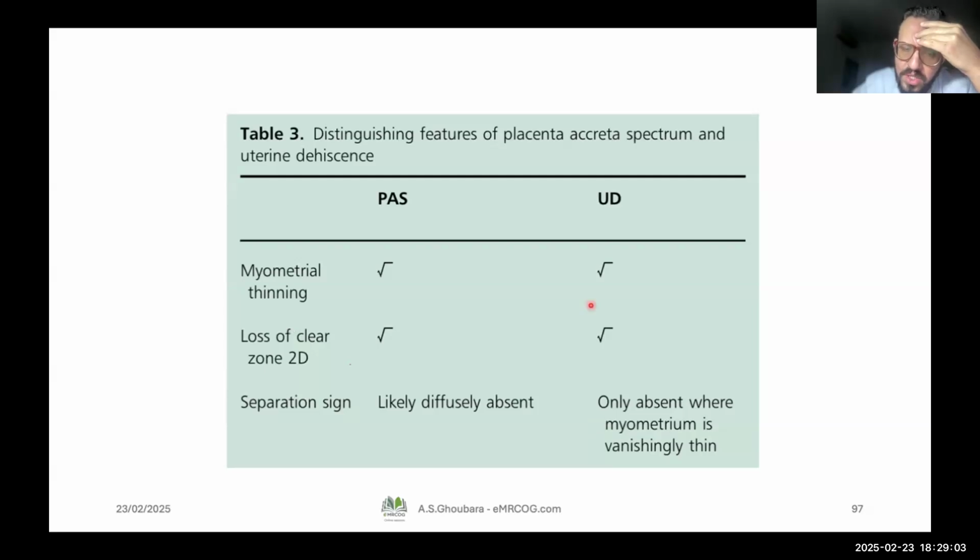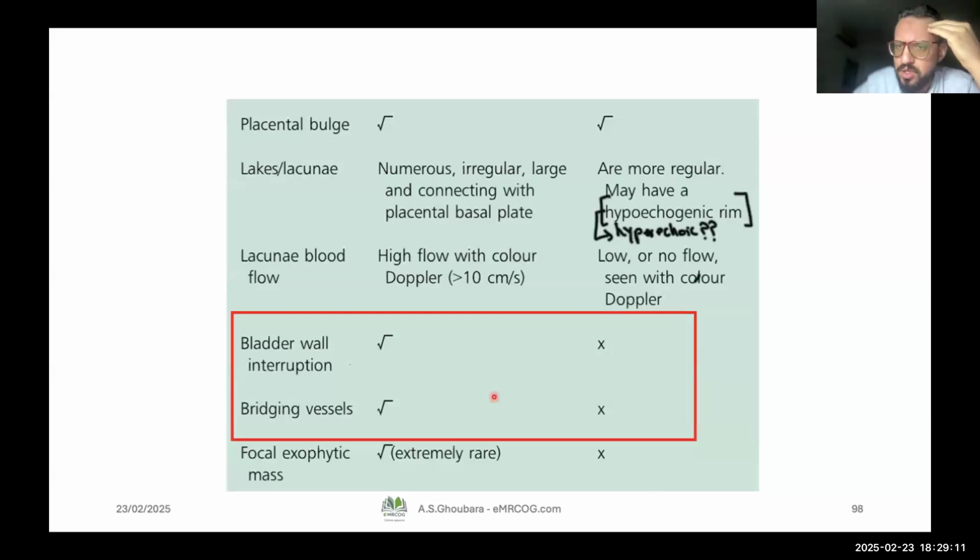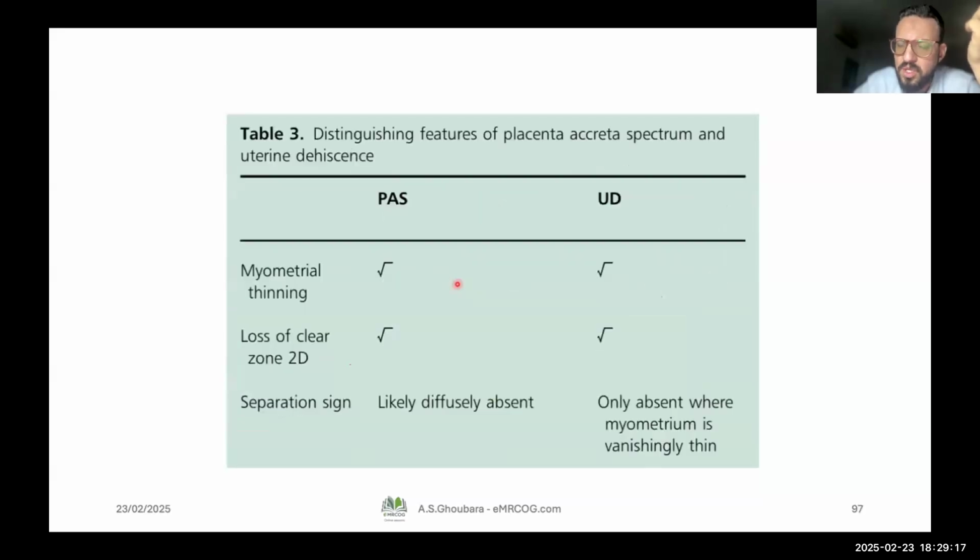So those three things, the myometrial thinning, loss of clear zone, separation sign, can be found in both PAS and dehiscence. Also the placental bulge. So now four things can be there between PAS and uterine dehiscence. It's actually 5 or 6: myometrial thinning, placental bulge, loss of clear zone by 2D ultrasound, and separation sign is absent in both of them.